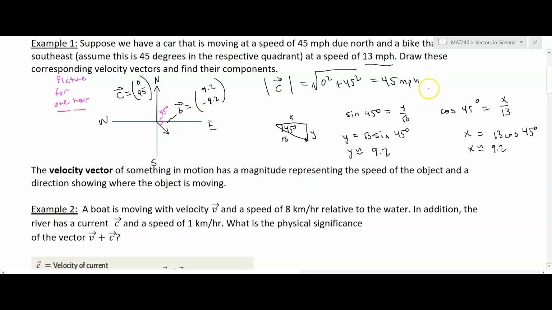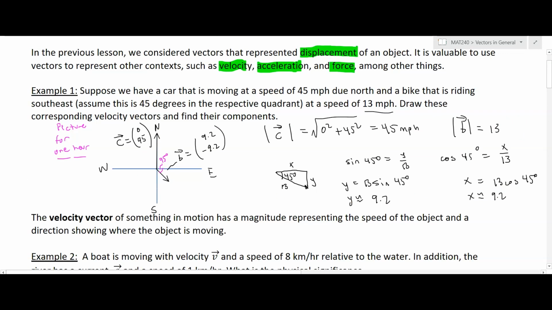So here we should also be able to observe that the magnitude of b, if we take the square root of its components squared, should not be surprising that this comes out to 13, because that is the length of the vector that we use to resolve the components. So again, the picture makes sense for 1 hour. It is still okay to say that this is 9.2 miles per hour and negative 9.2 miles per hour. That just means that's how many miles you're going to move in the x and y directions over the course of 1 hour. If you did this for 2 hours, you'd have to double the b vector. If you rode the car for 3 hours going due north at 45 miles an hour, you'd have to triple that car vector.